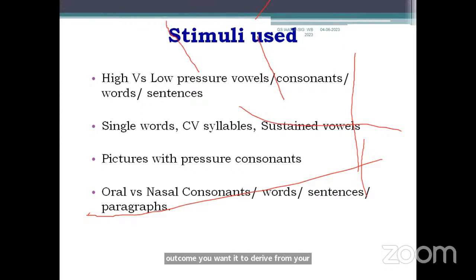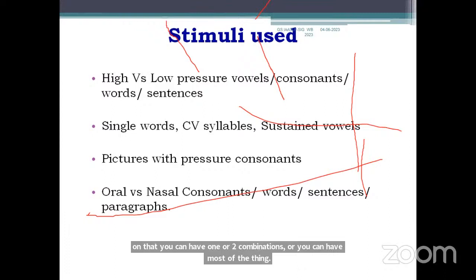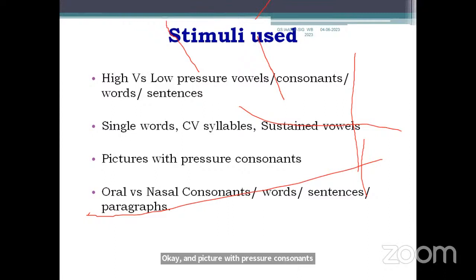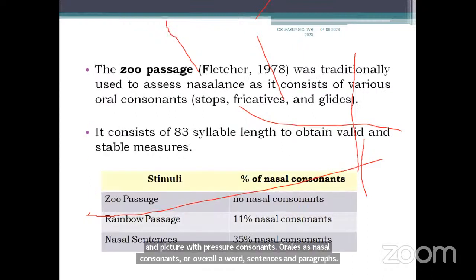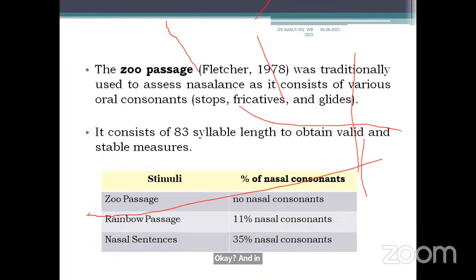Based on that, you can have one or two combinations, or you can have most of them. Picture with pressure consonants, oral versus nasal consonants, or oral with word, sentences and paragraphs. In the Western context, most of the time they use the zoo passage, which was traditionally used to assess nasalance, because in the zoo passage the percentage of nasal consonants is 0. That's why it is used.